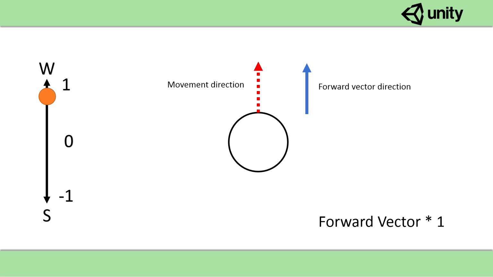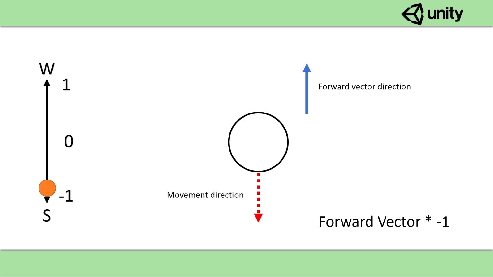So by multiplying the value of this axis by the forward vector, if we press W, we're multiplying the forward vector by 1, and therefore we're saying move in the direction of the forward vector 1 unit. On the flip side, when we press S, the value becomes negative 1, and by multiplying the forward vector by negative 1, that gives us a vector that points in the opposite direction of the forward vector, and this is the direction that we want to move in to move backwards. The horizontal axis works exactly the same, but for the A and D keys instead.